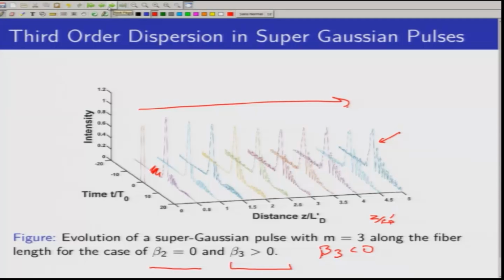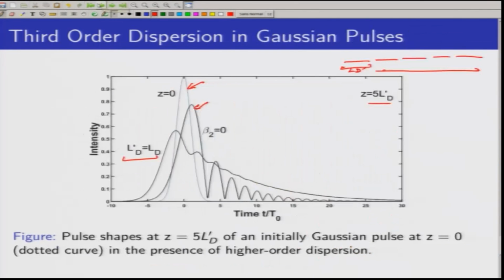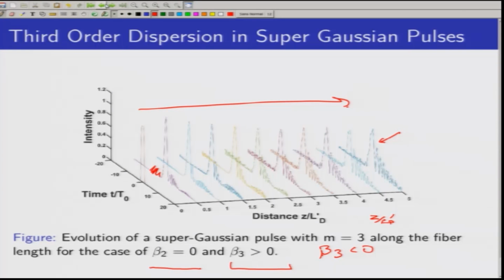And the last case we studied was dispersion in super Gaussian pulses. We saw the evolution of the pulses in this 3D figure as they moved along the fiber, and we saw a significant amount of distortion and oscillatory behavior, and the pulse becoming asymmetric as it moved along the fiber, as compared to the simple Gaussian case. In the next step, in future lectures, we will also see what the nonlinearity parameter does to the pulse propagation equation.